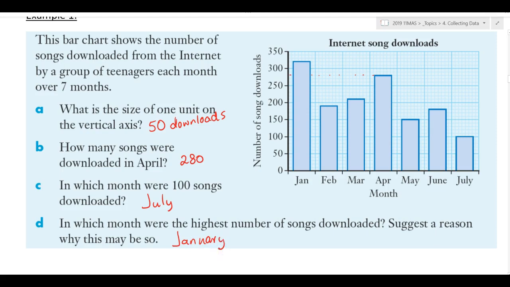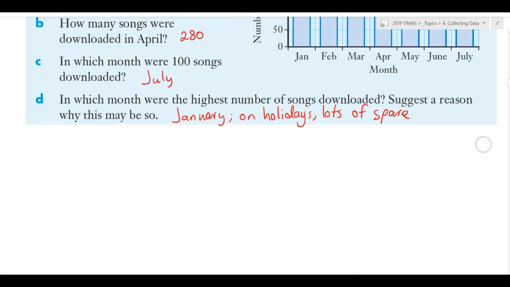January, why might that be the case? Lots of people on holidays. On holidays, lots of spare time. Perhaps. I don't know. Might warrant further investigation. That'll do us, I think, for that example there.